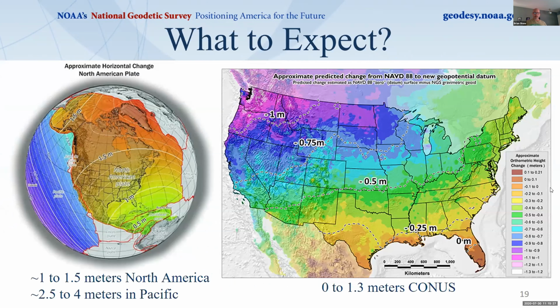And so what can you expect? Here in Colorado, you can see on the left, it's roughly about 1.2 meters to about 1.4 meters of horizontal change. Up into Montana, it gets up to about 1.5. So again, the land isn't moving that way. Just the reference system, which we're referencing it to, is shifting horizontally, as well as vertically.